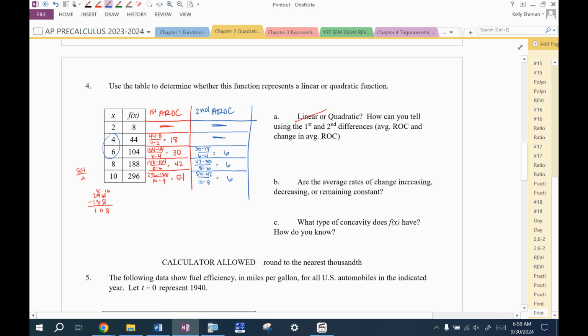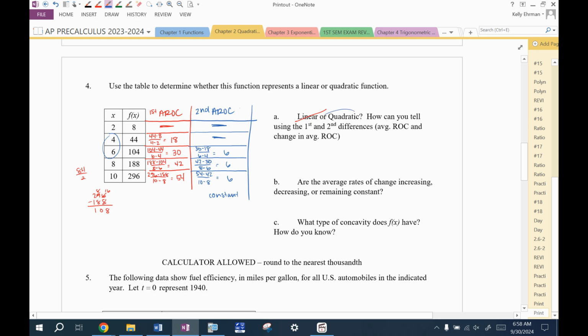So it's not just because the first average rate of change is not constant. It's because the second average rate of change is constant. Basically, these slopes are always going up by 6 per unit. That's how we know it's quadratic. If the third average rate of change was constant, it'd be cubic. That's what we'll get into later in this chapter.